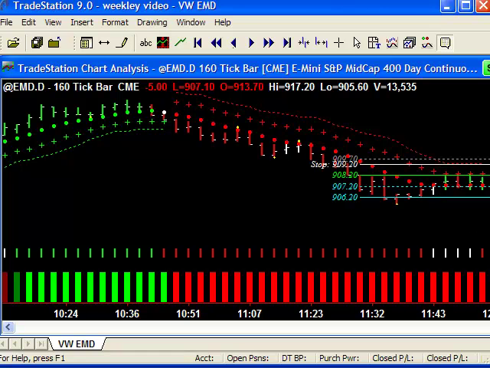So there we are, just a brief update to show you how to use Hawkeye in these markets.